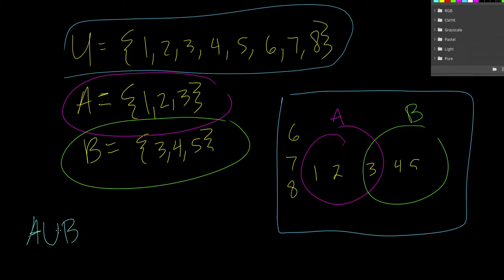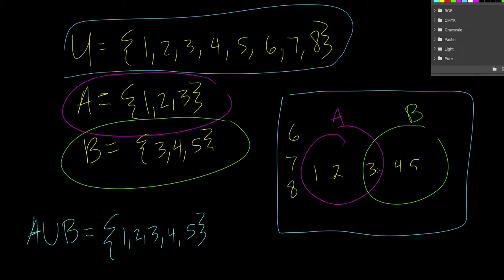So this symbol that looks like a U, it's called union, and what it wants us to do is write a new set that contains all of the elements of both of these sets. So we just write everything that's in A, and then we write anything in B that we haven't already written down. So we already wrote down 3, so we don't need to write that down, but then we have 4 and 5. Now if we go to the Venn diagram, we can see all we do is write down everything that's either in the purple circle or the green circle.